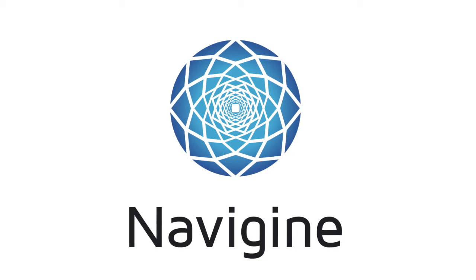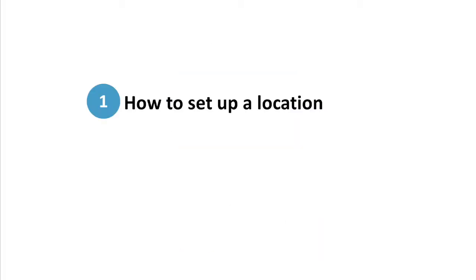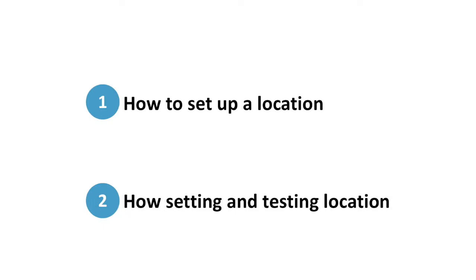Navigin is a global provider of integrated positioning mobile technologies that enable advanced indoor and outdoor navigation and tracking solutions. We released this video to help you in adjustment of the first location. For your convenience, we will divide this clip in two parts. In the first part, you will learn how to set up a location. In the second part, we will demonstrate beacon setting and testing location in mobile devices.